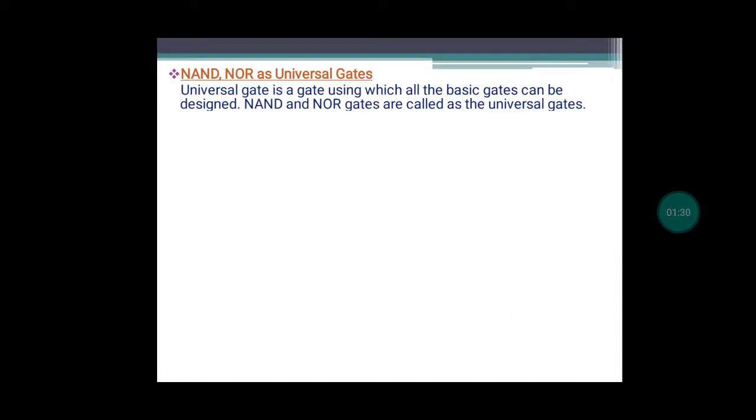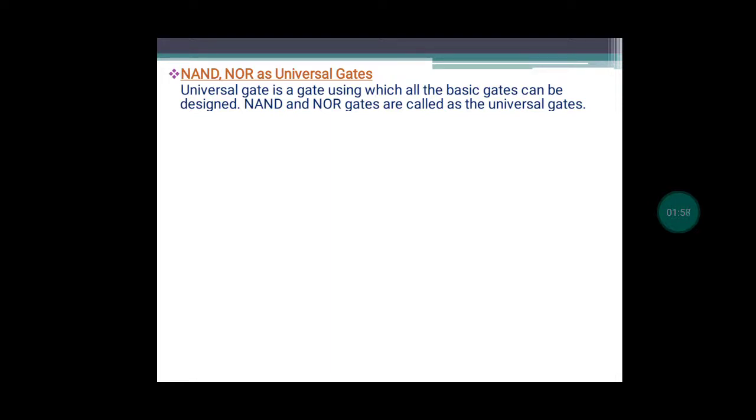So what is this universal gate? Universal gate is a gate using which all the basic gates can be designed. Which are those two universal gates? Those universal gates are nothing but NAND and NOR. Means using a NAND gate you can design NOT gate, OR gate, AND gate. Similarly, using a NOR gate we can also derive or design NOT gate, OR gate, AND gate.